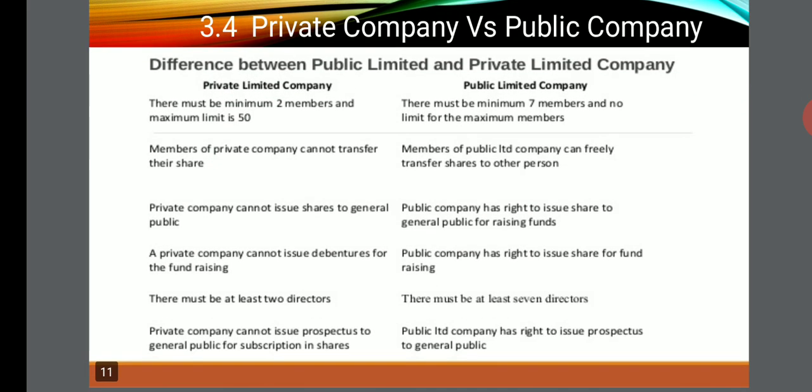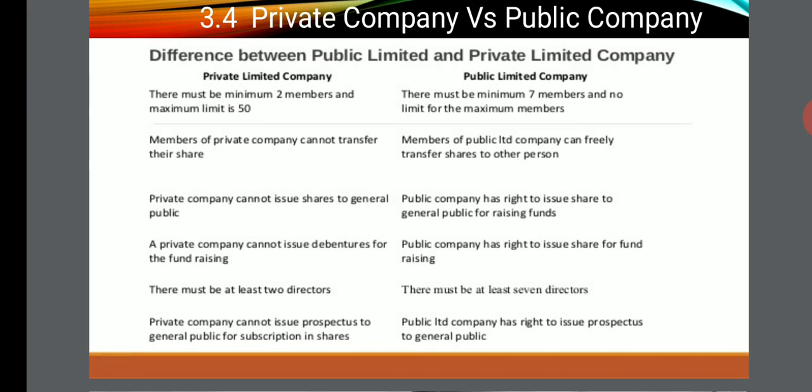Let us go for private company versus public company. In case of private company, there must be a minimum of 2 members and maximum of 50 members. In case of public limited company, there must be minimum 7 members and no limit for the maximum number. Members of the private company cannot freely transfer their shares. Members of the public limited company can freely transfer their shares to any person.